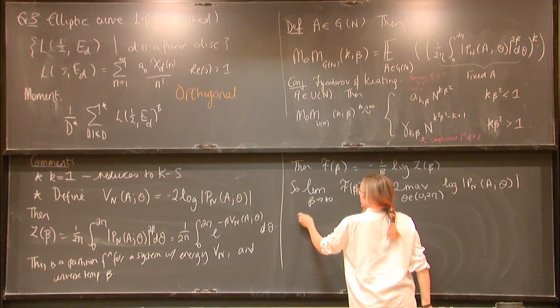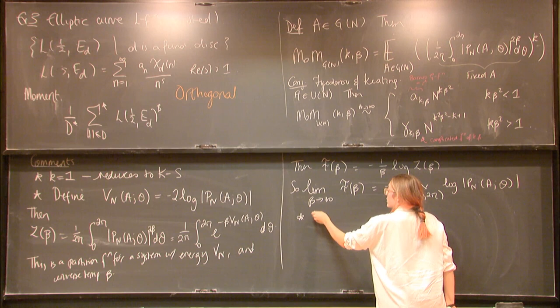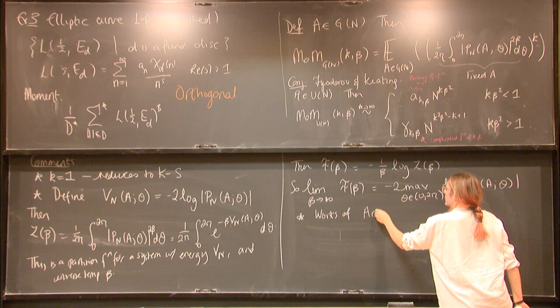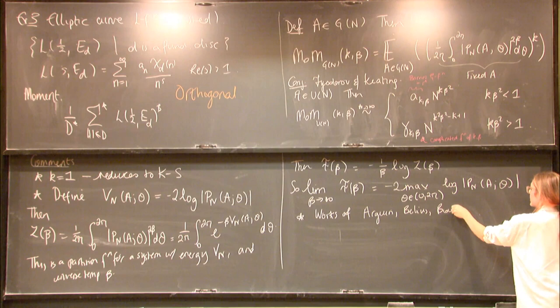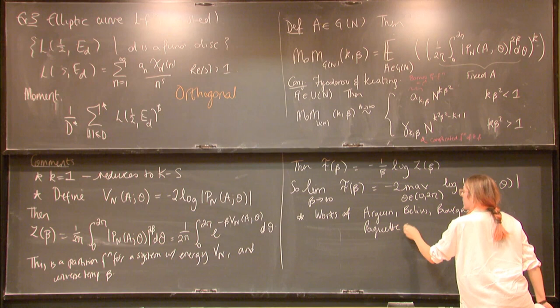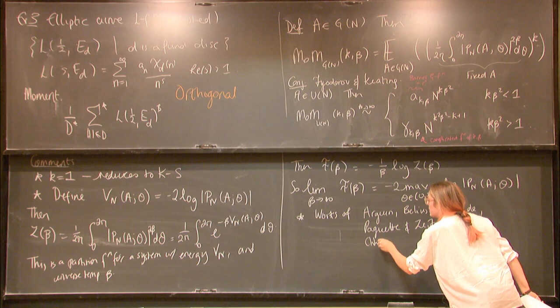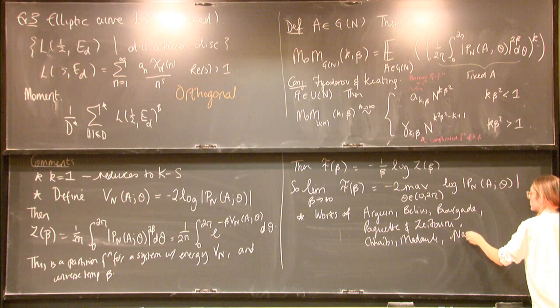For studying this and its number theoretic counterpart, see works of Arguin, Belius, and Bourgade, Paquette and Zeitouni, and Chhaibi and Najnudel. So this is dealing with the RMT case.